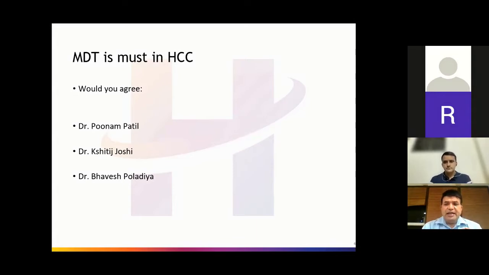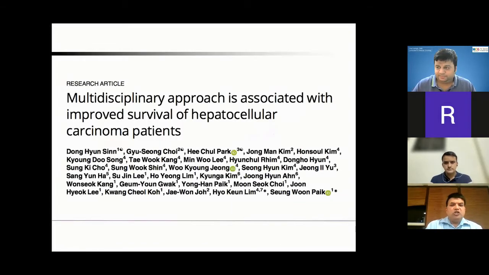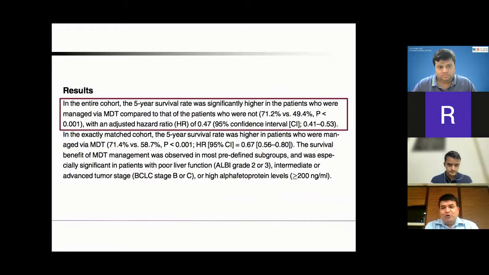Does MDT in advanced HCC improve survival? Yes or no? Yes. Okay, perfect. So let's see this one particular paper from Korea, and they said that this improves the survival. And the next slide, I want you to see in the focus what I have said: 71.2% is the 5-year survival compared to 49.4% 5-year survival.